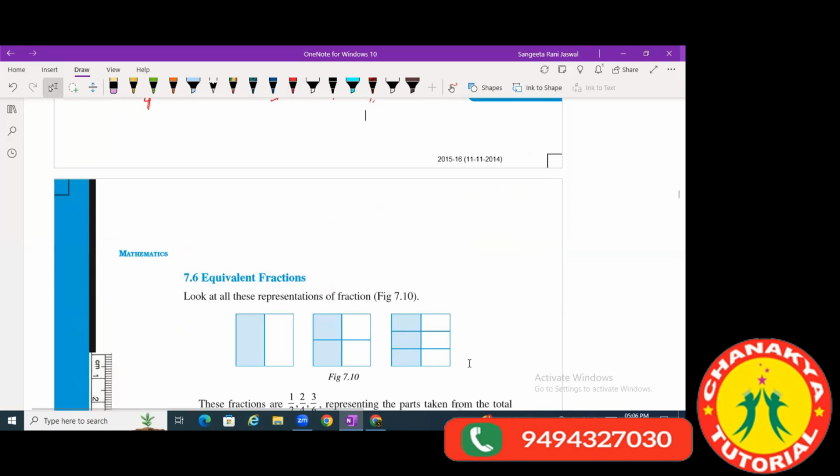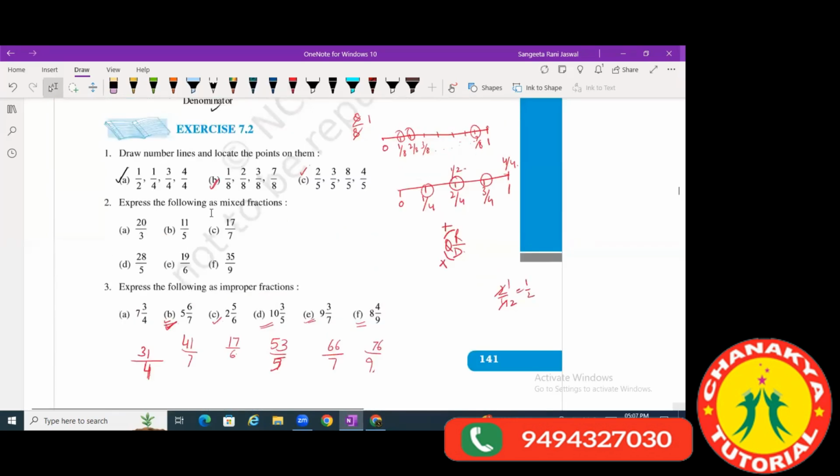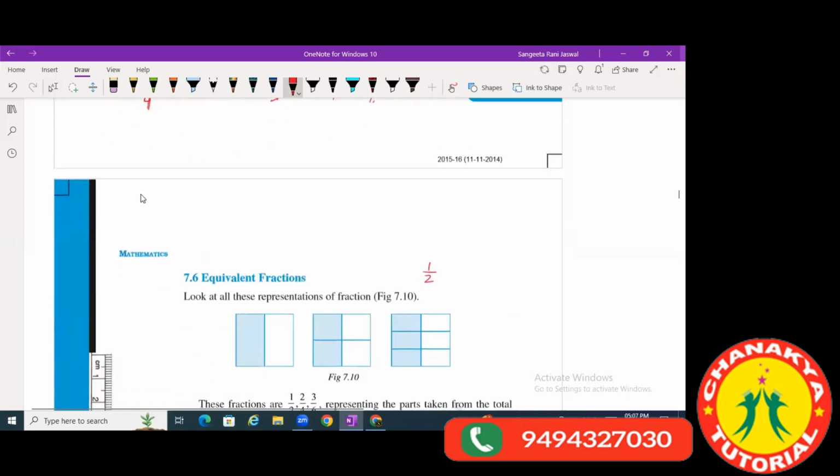Okay, so the next topic is equivalent fractions. Now, what are equivalent fractions? Just now, Bhavesh was asking me, from where will I get 1 by 2 in this previous question? Is it this one? Equivalent fractions are simple. We divide.